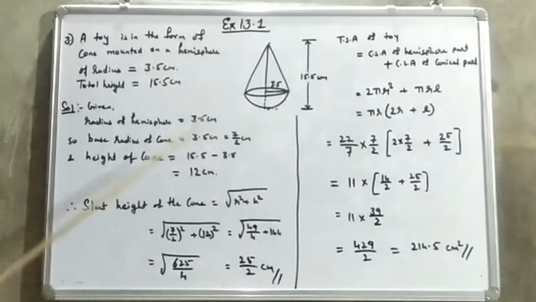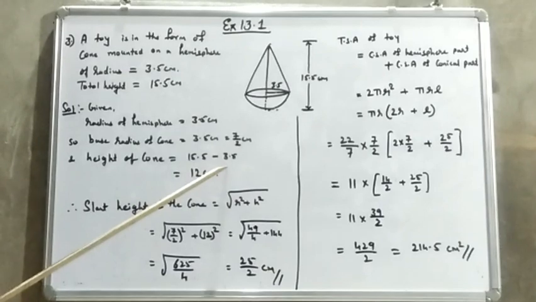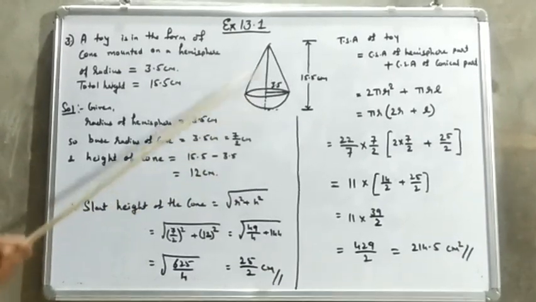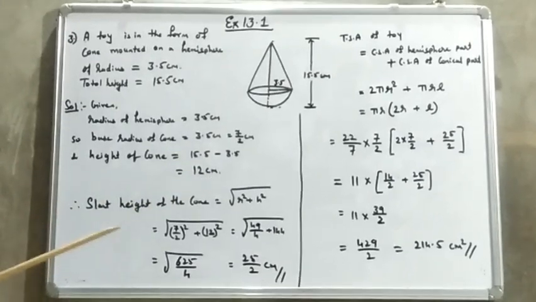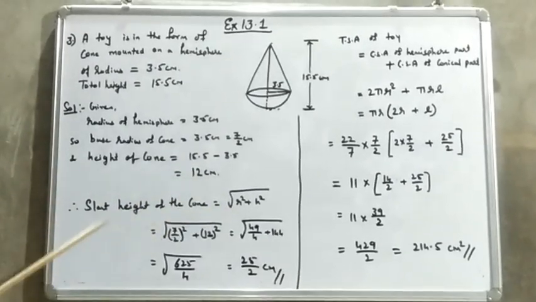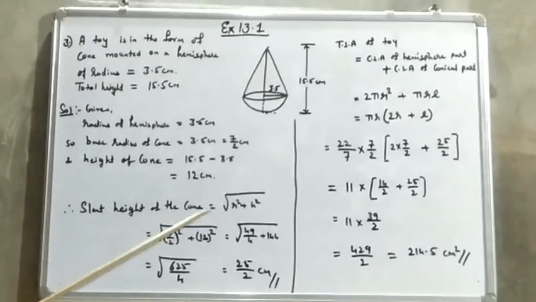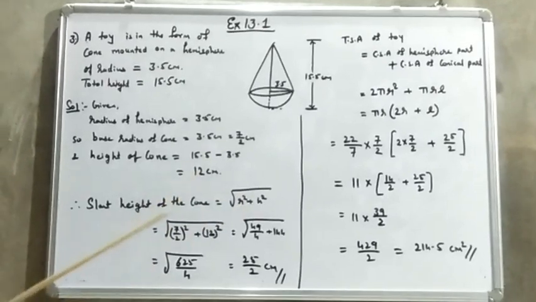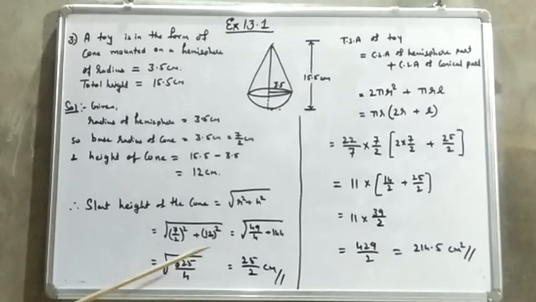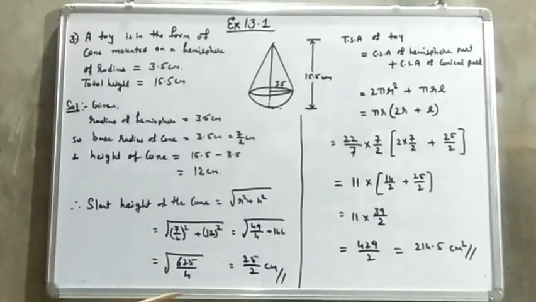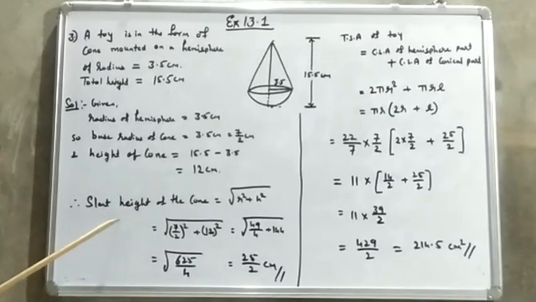Height of the cone is only of the cone. Total height is 15.5. From that we will subtract the radius 3.5. So we will get this particular height, which will be 12 centimeter. This height will be used to find the slant height. Slant height of the cone is equal to under root r square plus h square. 7 upon 2 whole square plus 12 whole square. 49 upon 4 plus 144, which will give you the answer as 25 upon 2, which is the slant height l of the cone.